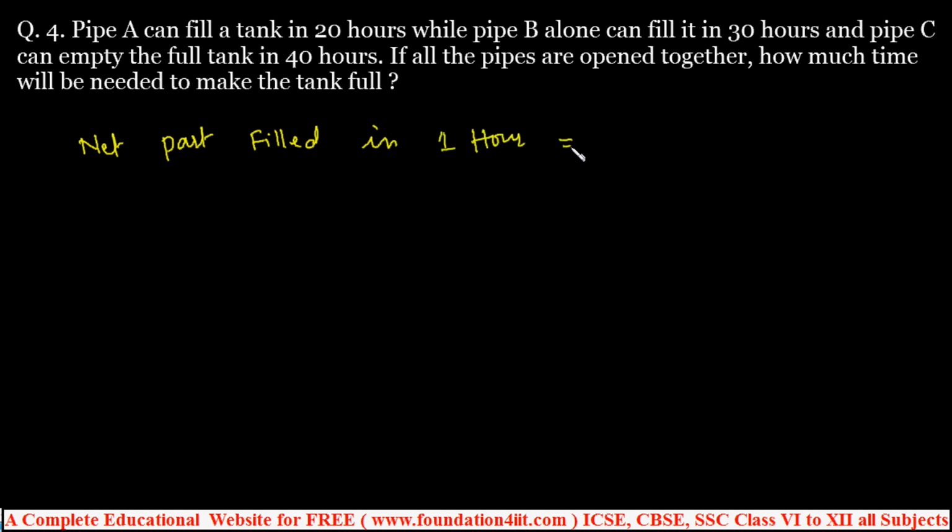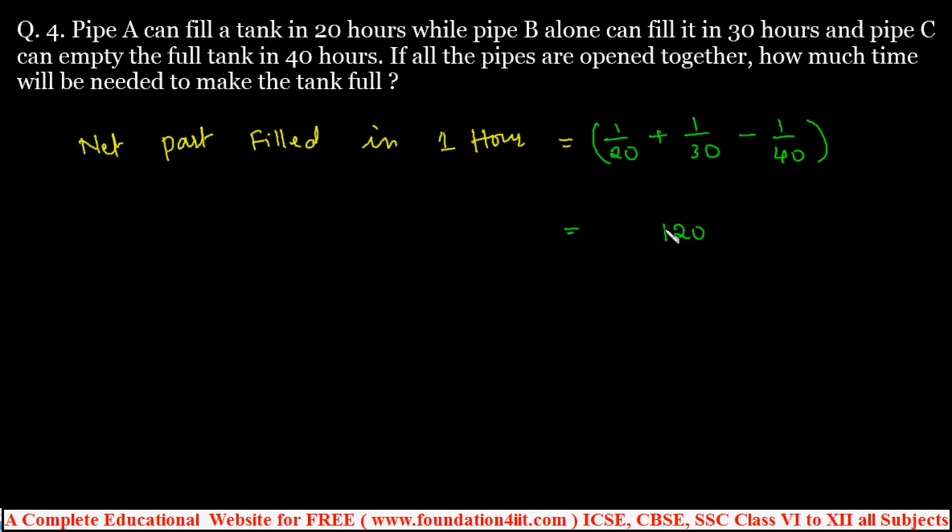So in 1 hour, because A can fill in 20 hours, in 1 hour it can fill 1 by 20th part. So 1 by 20, plus B can fill in 30 hours, so in 1 hour 1 by 30. But C can empty, so go for subtraction, 1 by 40, because it can empty in 40 hours. So this is the net part that can be filled in 1 hour. This you can calculate with 20, 30, 40.